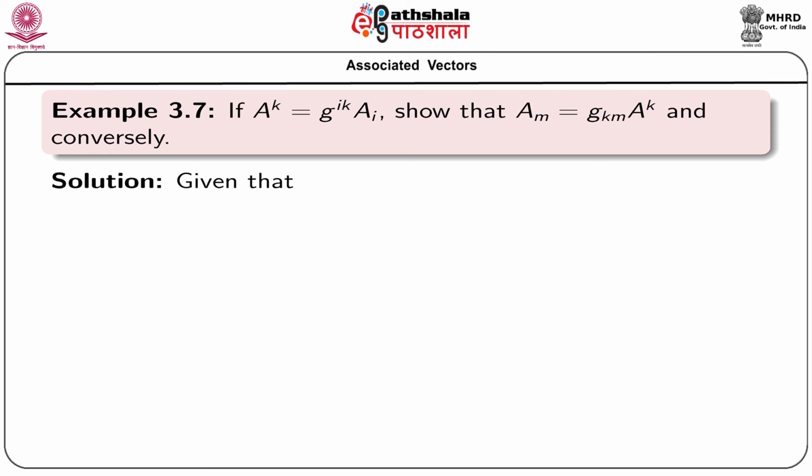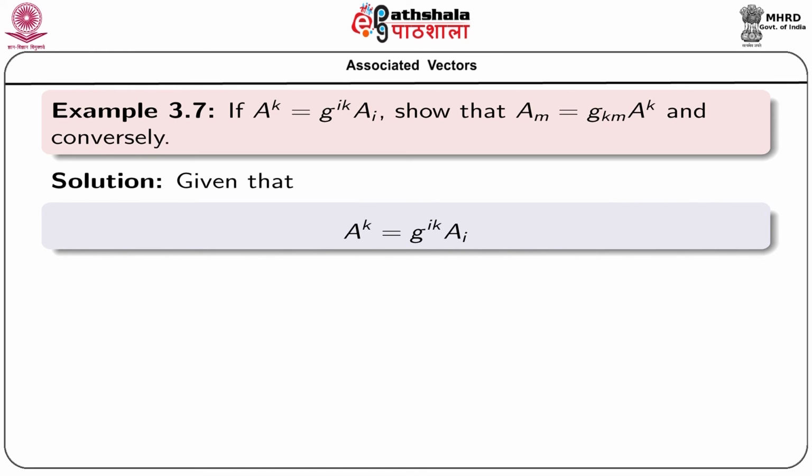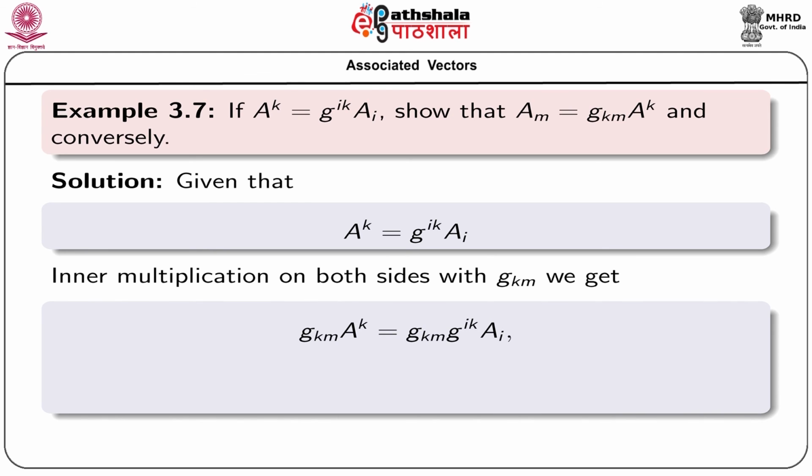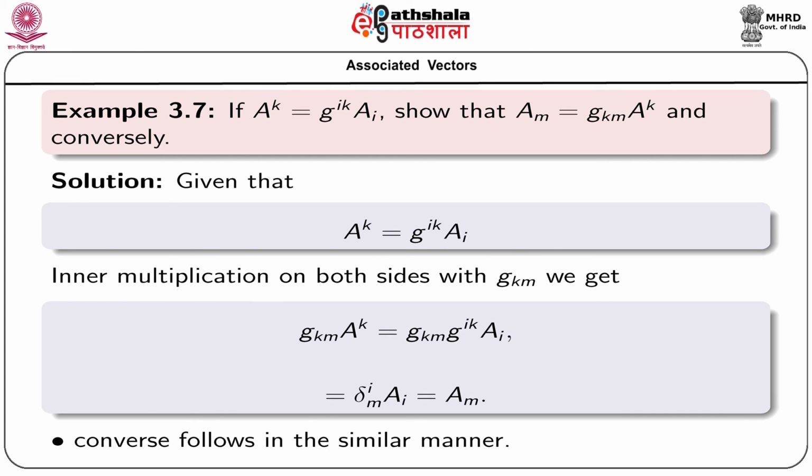So, let us see the solution. We can write A_k = g_ik A^i. Now, inner multiplication on both sides with g^km to the above expression, we get g^km A_k = g^km g_ik A^i, and g^km g_ik, that is the inner product of g^km and g_ik, will give δ_i^m A^i, and by using the index notation we get that is equal to A^m. So, this is the proof of the relation that A^m = g^km A_k, and converse also follows in a similar manner.